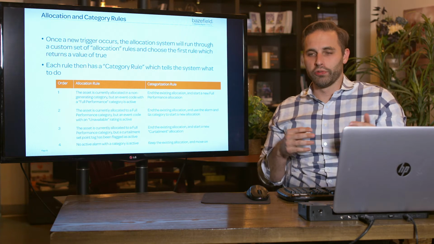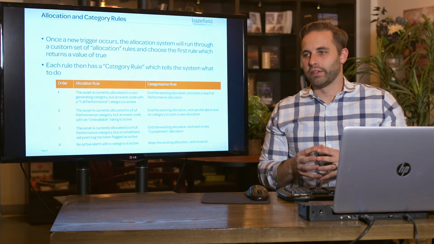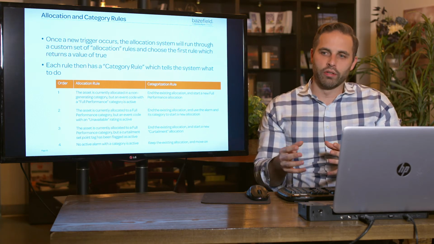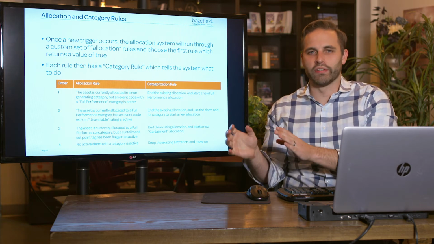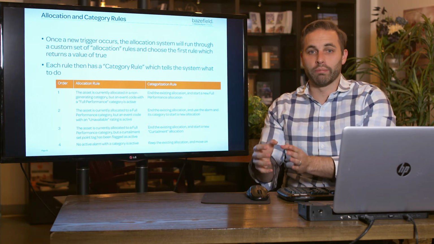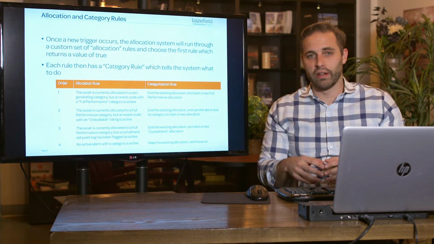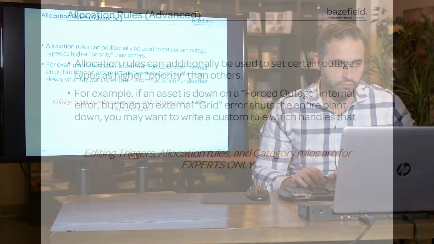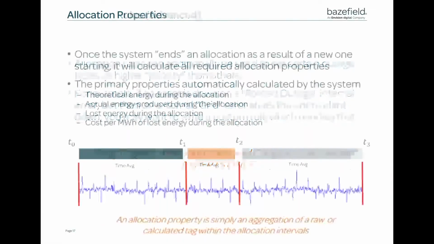So these rules can help you prioritize also different types of stops. Let's say you can write a rule that says if the asset is down because of a fault, but a grid stop comes in, then I want the grid stop to take over. That is done through our allocation rules and the custom triggering that you can set up as a kind of an example here. And that's what I just spoke about in this slide here.